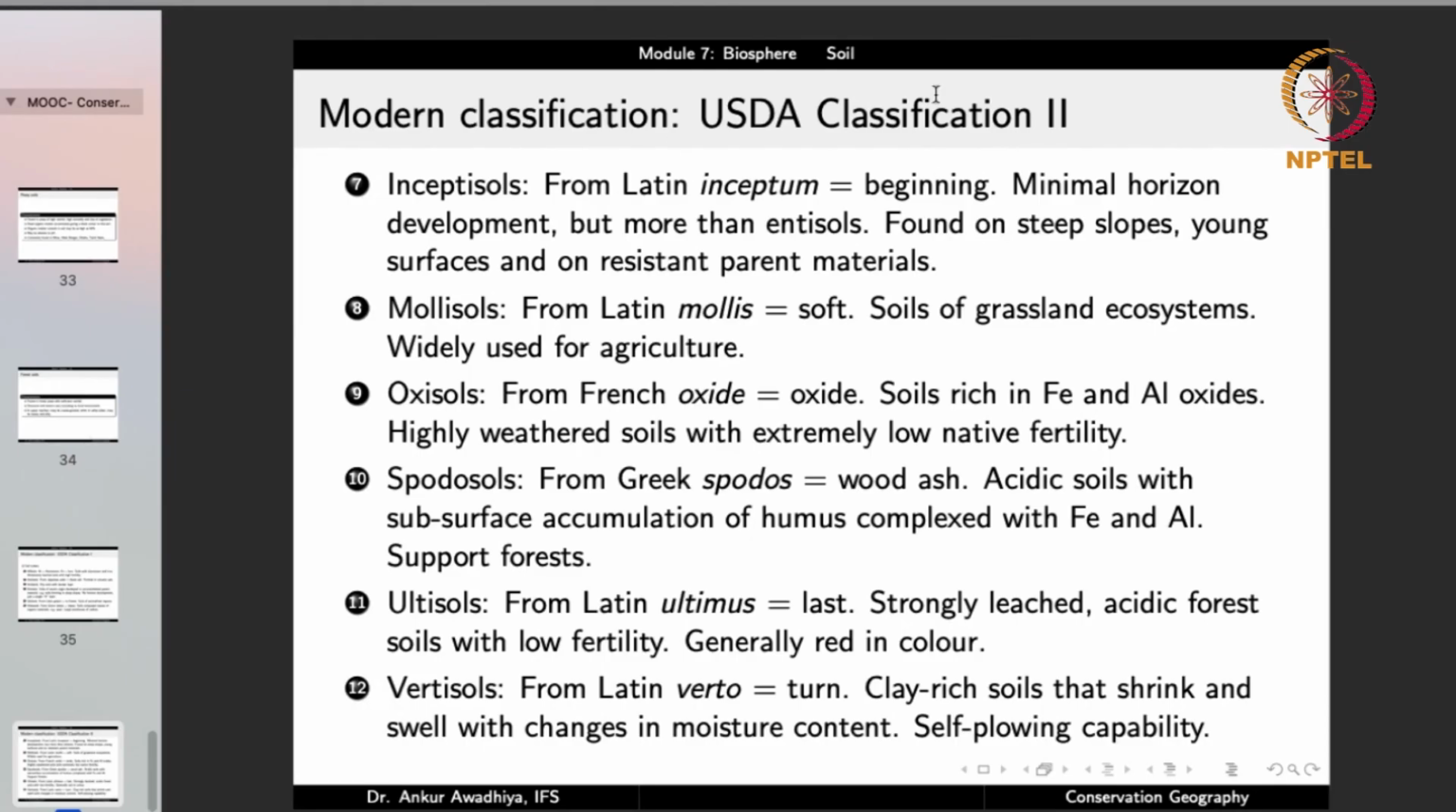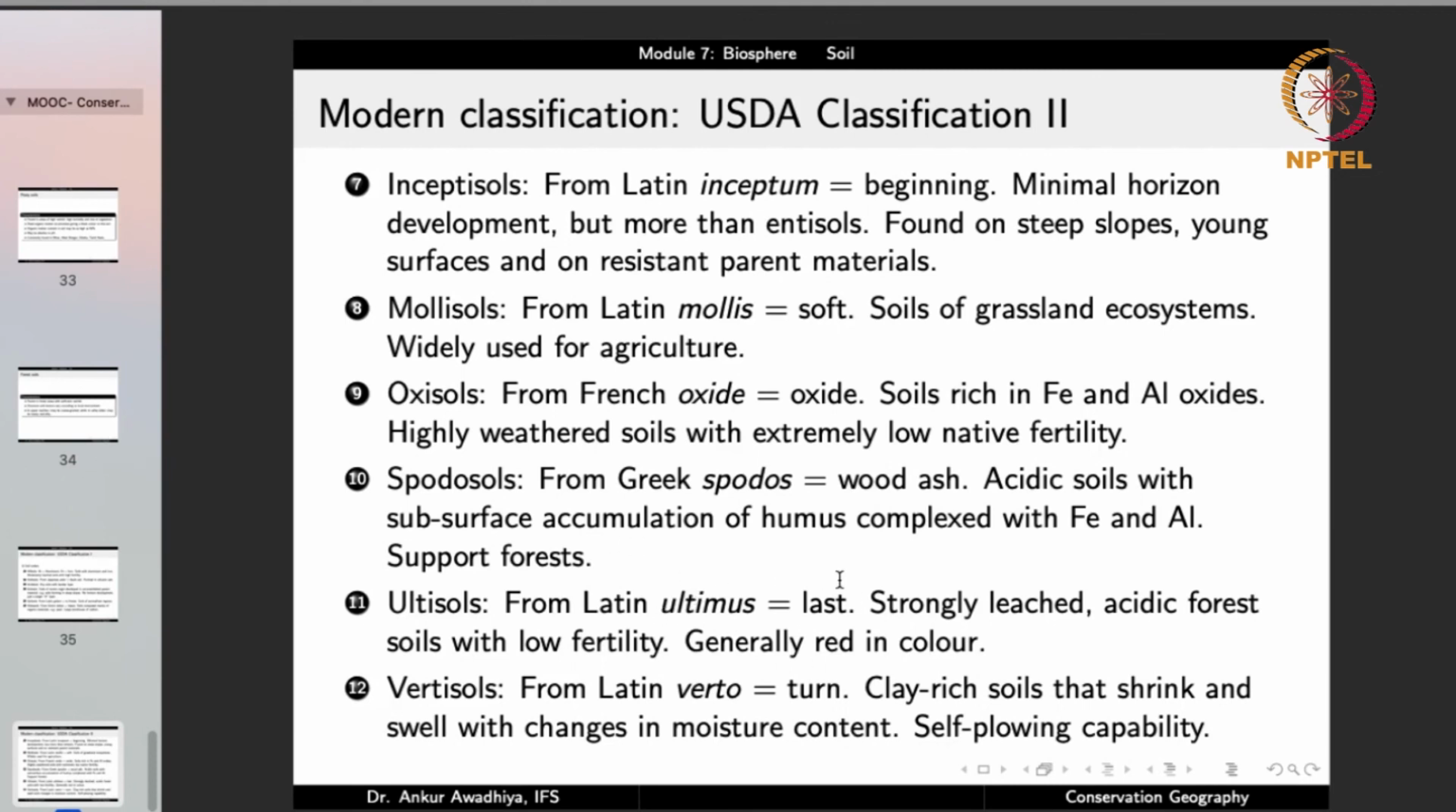Inceptisols, which are very beginning soils, minimum horizon development but more than Entisols. Mollisols, which are soft soils found in grassland areas. Typically a majority of them have been shifted into agricultural use. Oxisols, which are rich in oxides. Spodosols, which are soils with wood ash color. So these are acidic soils with subsurface accumulation of humus complex with iron and aluminium. They support forests.